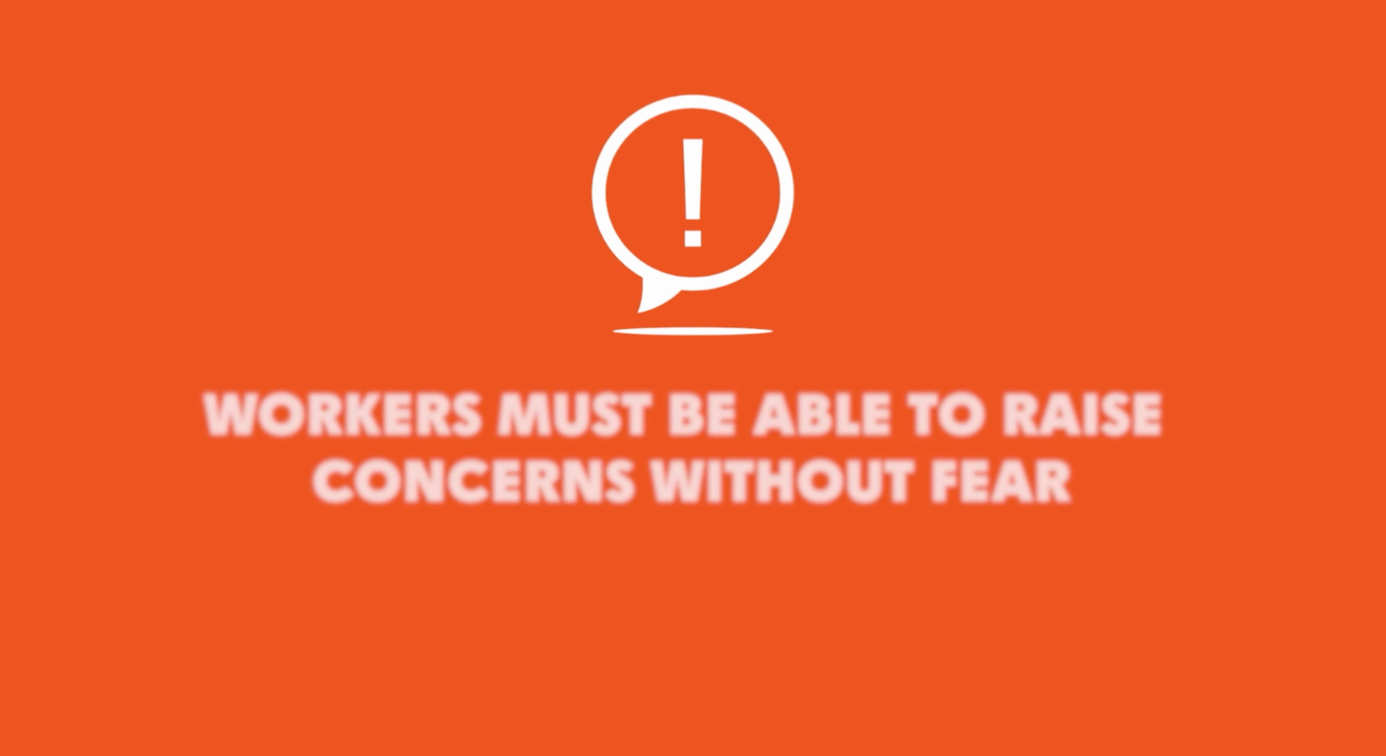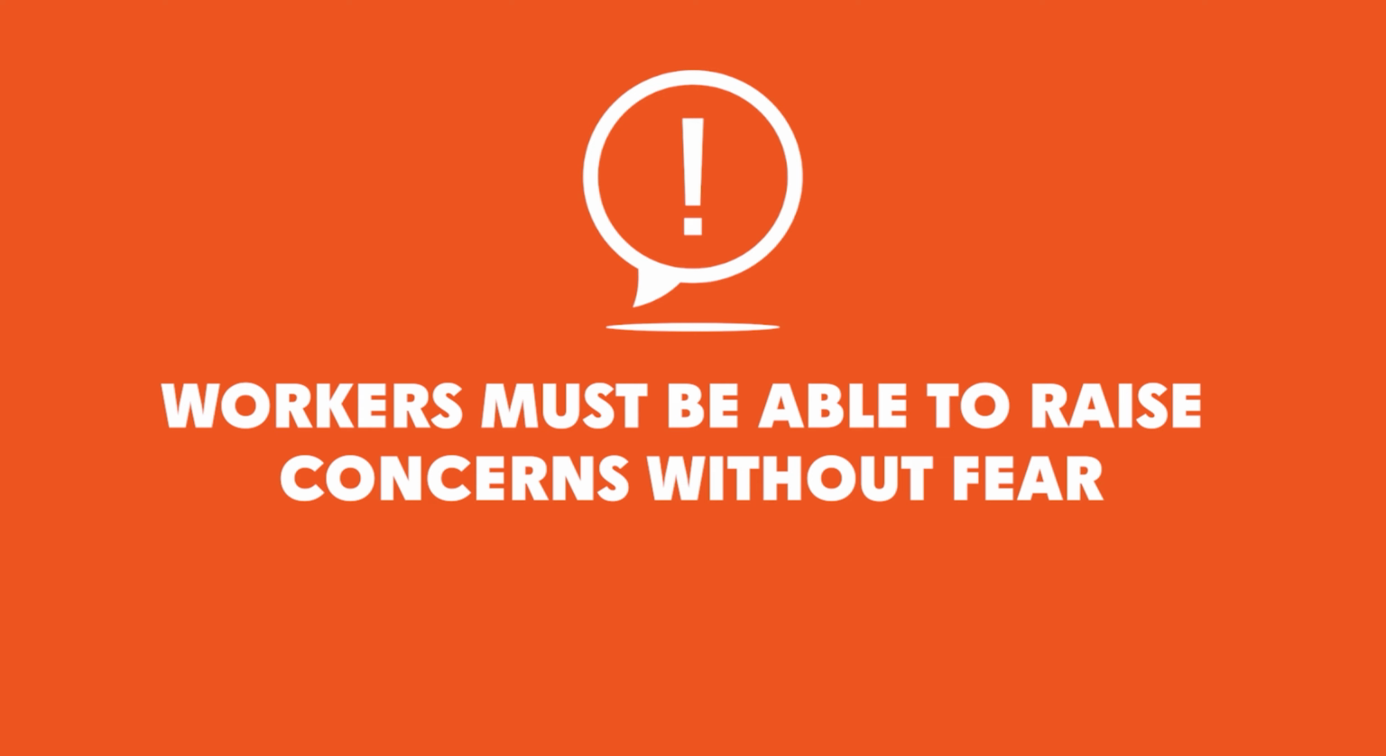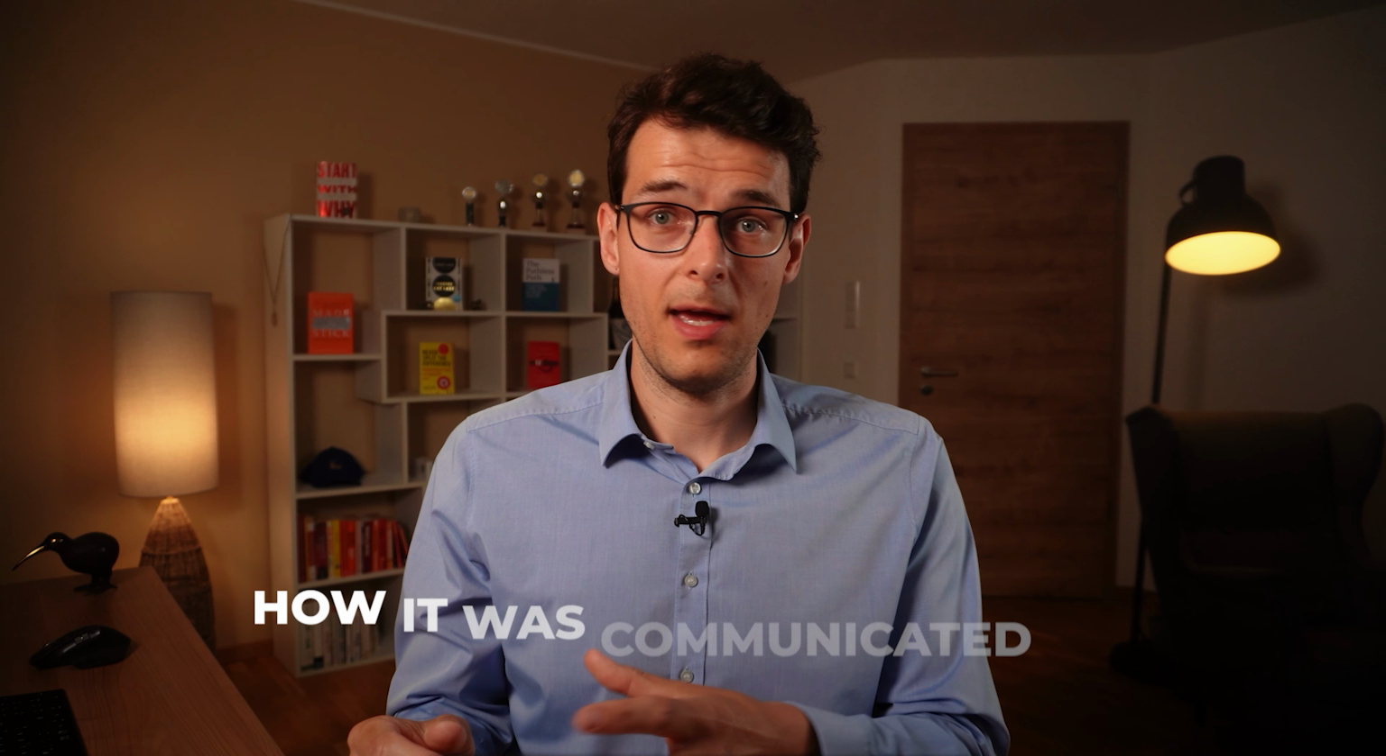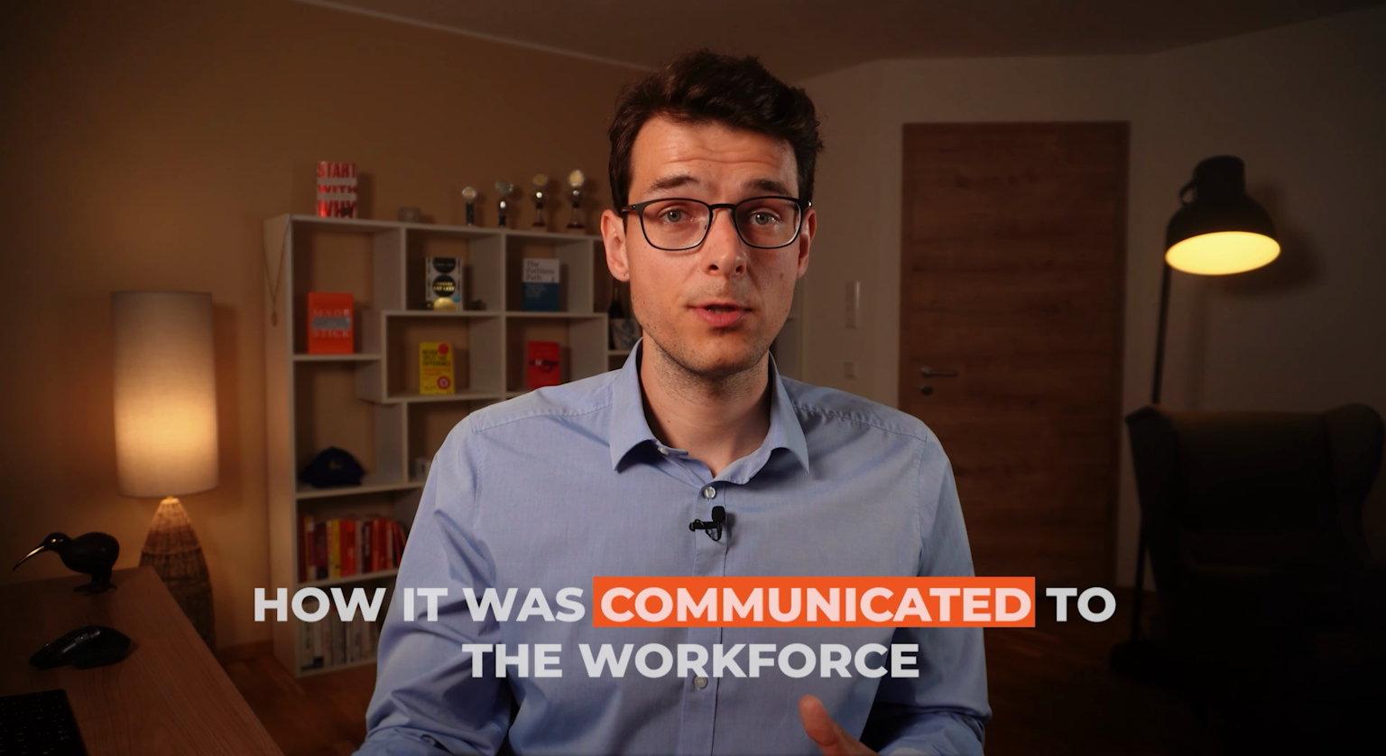Let me give you another specific example. A requirement might say, workers must be able to raise concerns without fear. Sounds very simple. But an auditor won't just check if you have a policy on that. They will check if it is a documented policy, if and how it was communicated to the workforce. They will ask workers privately. Check if they know the system, what to do if they have a concern, if they feel comfortable doing so, if they ever used it. How were these concerns addressed in the end? Were these issues solved properly?